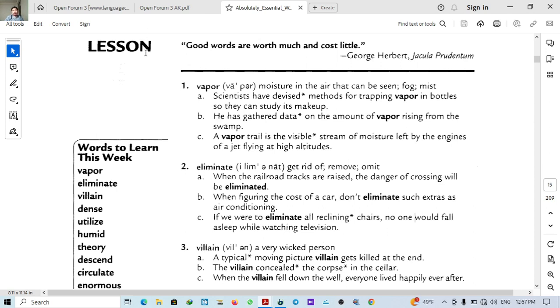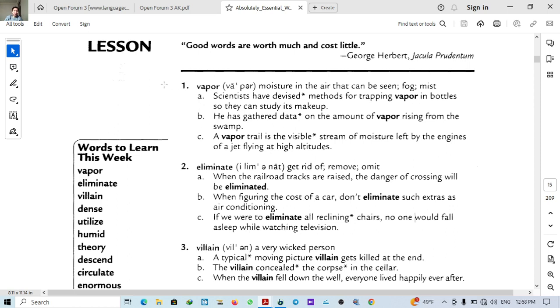We start our discussion with lesson 3 with the proverb: good words are worth much and cost little. It means that you have to make an effort in order to talk properly. Do not use foul language, because it really decreases your position or status among the society members.